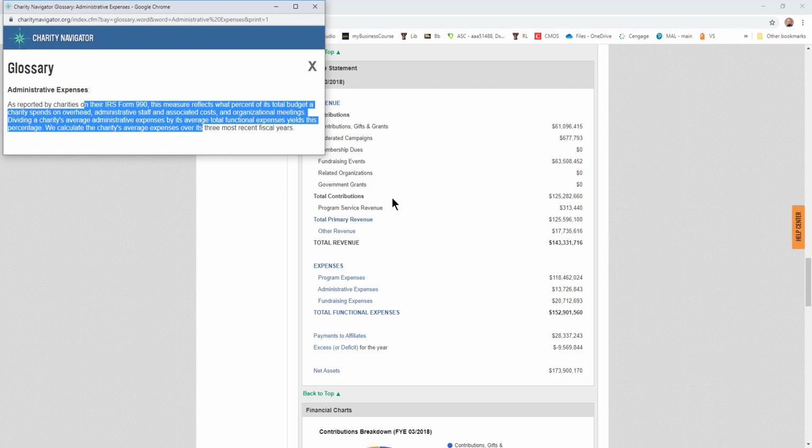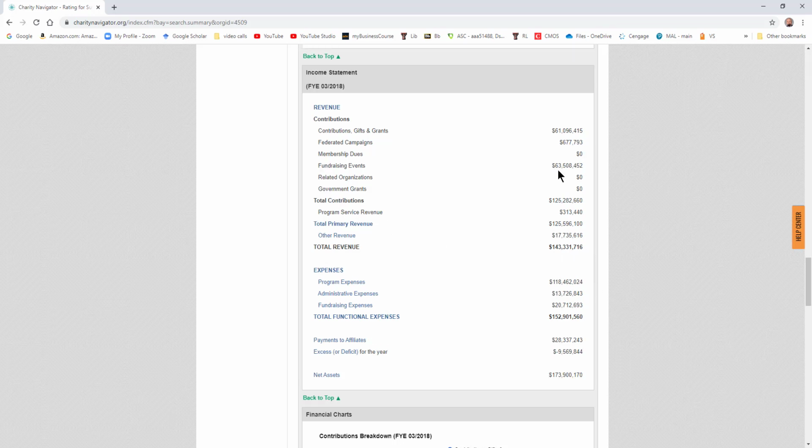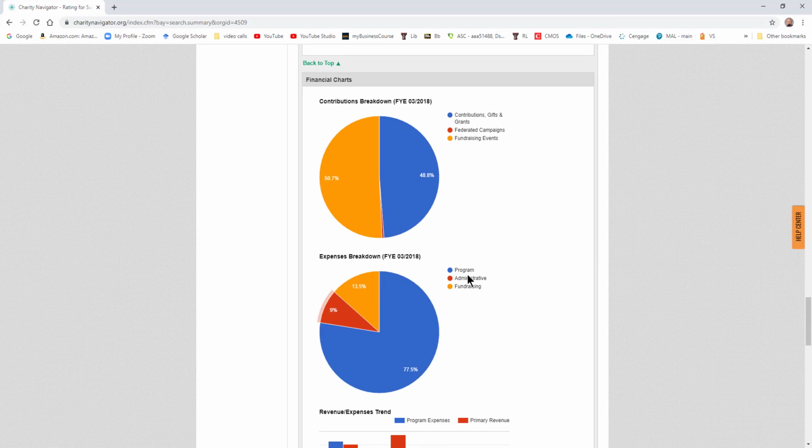And 990s are dedicated towards tax exempt organizations, or organizations that are essentially tax exempt, not people. Total revenues, they give you the information. Expenses breakdown based on the program, based on administrative function, based on fundraising.